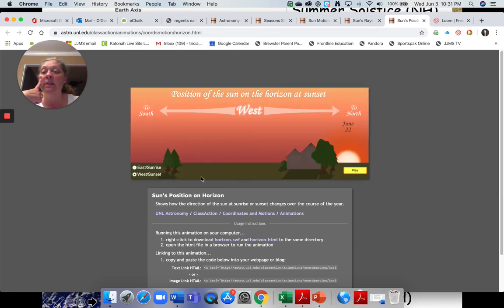So let's take a look at sunset. Same thing. The place of sunrise and sunset varies. Generally speaking, does the sun rise in the eastern sky? Yes. Generally speaking, does the sun set in the western sky? Yes. But the position changes. Again, why? Because the Earth is tilted on its axis, and the axis remains parallel to itself as it revolves around the sun.